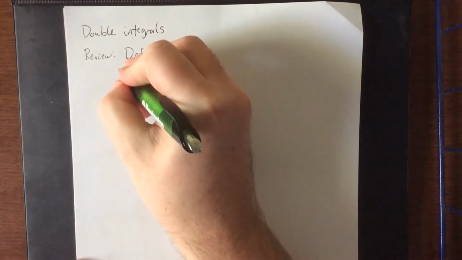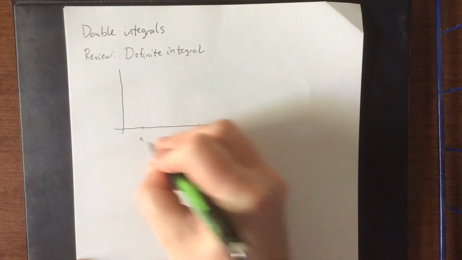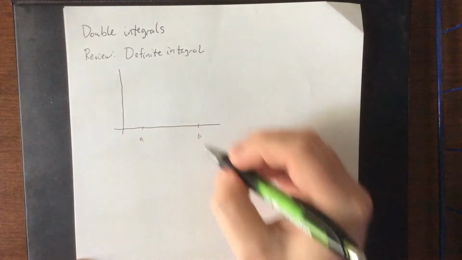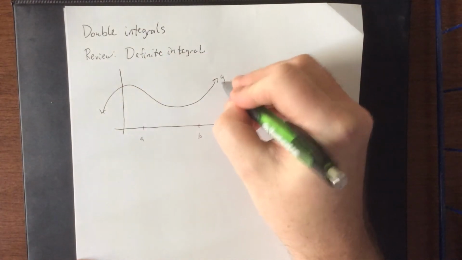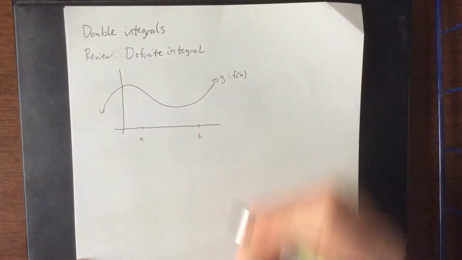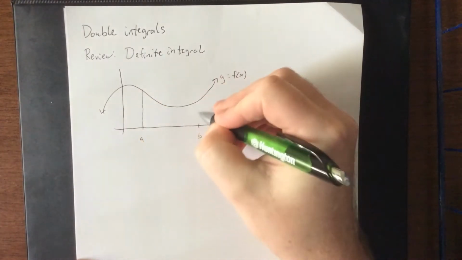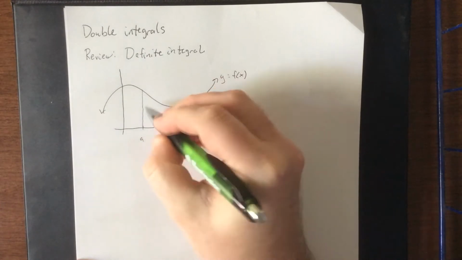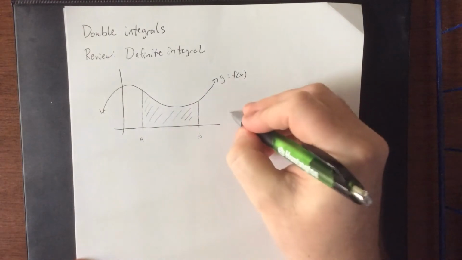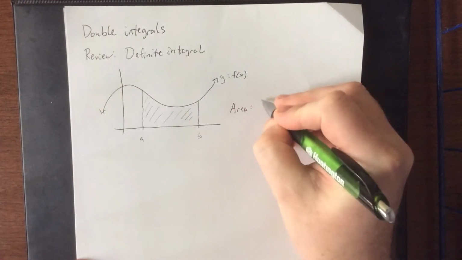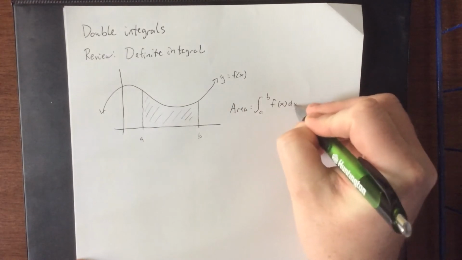So the definite integral does the following. Suppose that we have an interval along the x-axis from a to b. Suppose we have a nice generic looking function, y equals f of x. And we're interested in finding the area that is contained below the curve, that is in between x equals a and x equals b. So that area was defined as the definite integral from a to b of f of x dx.